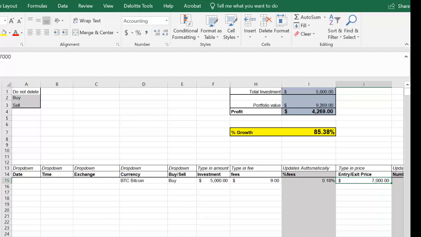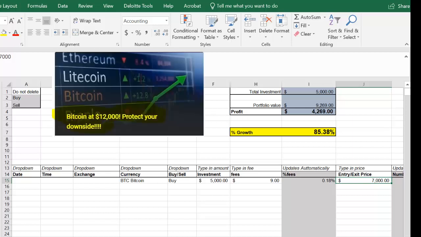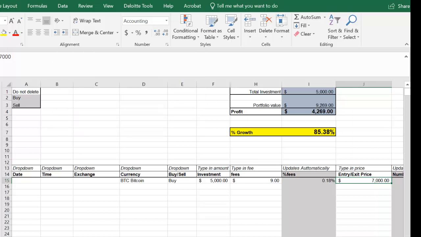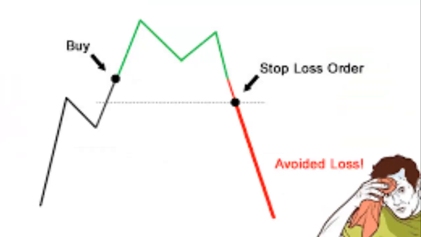Now, if you saw my last video, you know that when Bitcoin hit 12,000 for the first time, I put out a video saying, protect your downside. What did I mean by that? Well, essentially, I was saying you need to put in a stop loss order so that if the market drops, you will not lose all your profits, because the market has been going up for a while now.